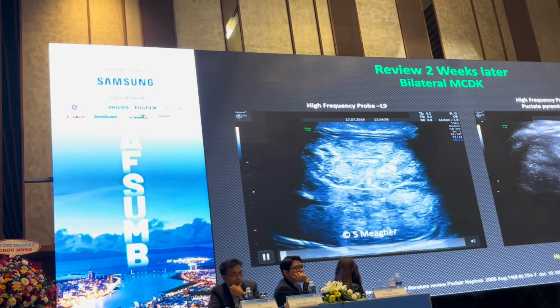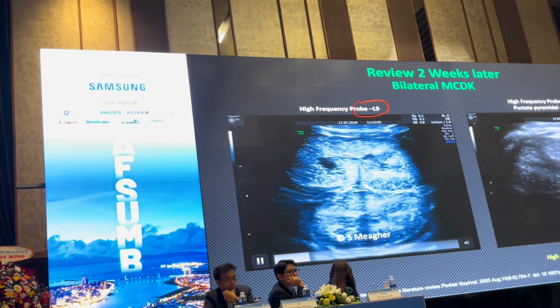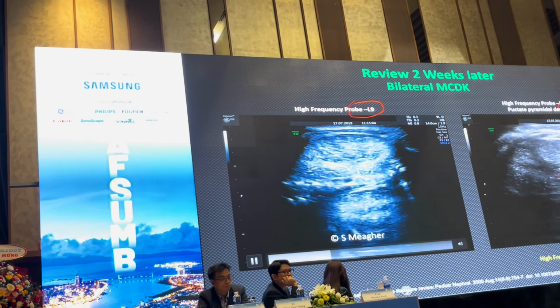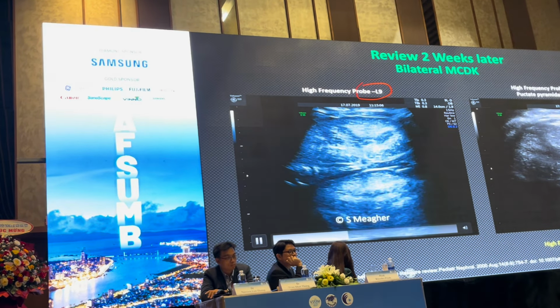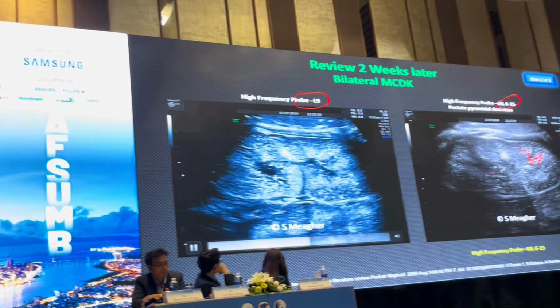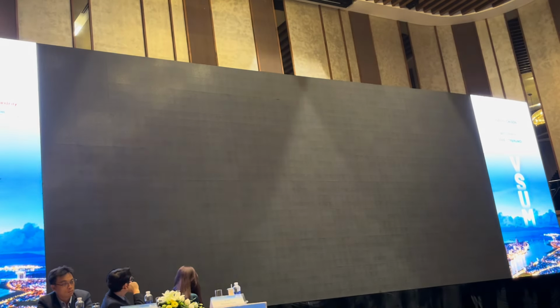And next, I take out a linear 9 probe and I compare that with the linear 6 to 15 probe examining these kidneys. And you can see almost the thickening of the collecting tubules, these tiny hyperechogenic spots that you can identify with the high-frequency linear transducer.